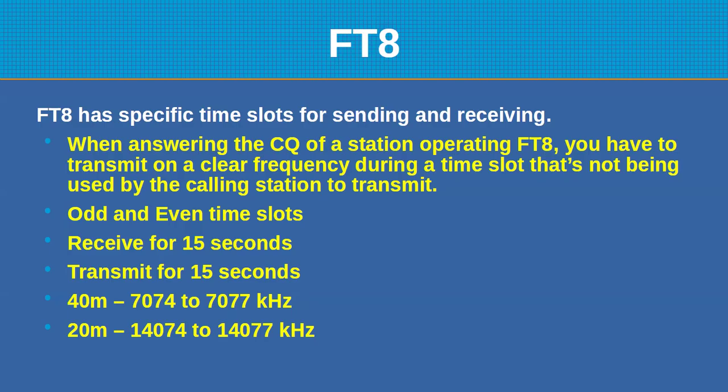Most of the activity you'll see would be on 20 meters and 40 meters, on 7.074 to 7.077 and 14.074 to 14.077. Those are 3 kilohertz upper sideband bands that it transmits. And you notice 40 meters is still upper sideband, even though if you were doing phone on 40 meters, of course you wouldn't be doing phone down that low, but you would be doing lower sideband on phone.